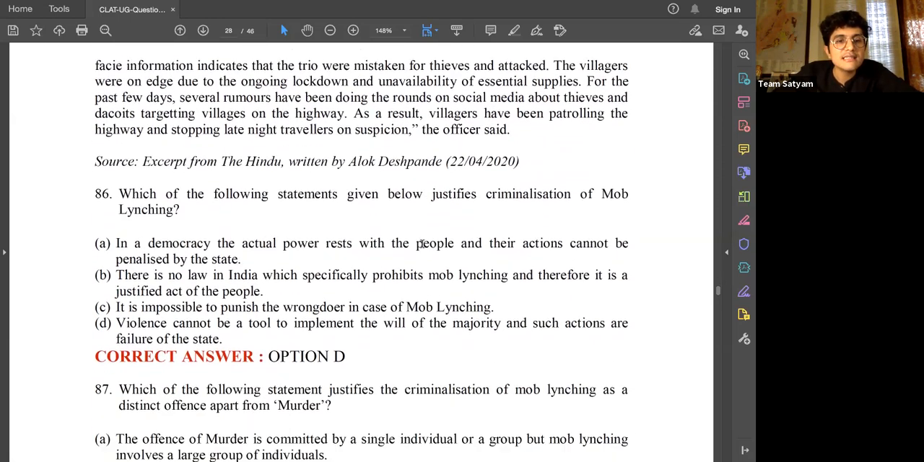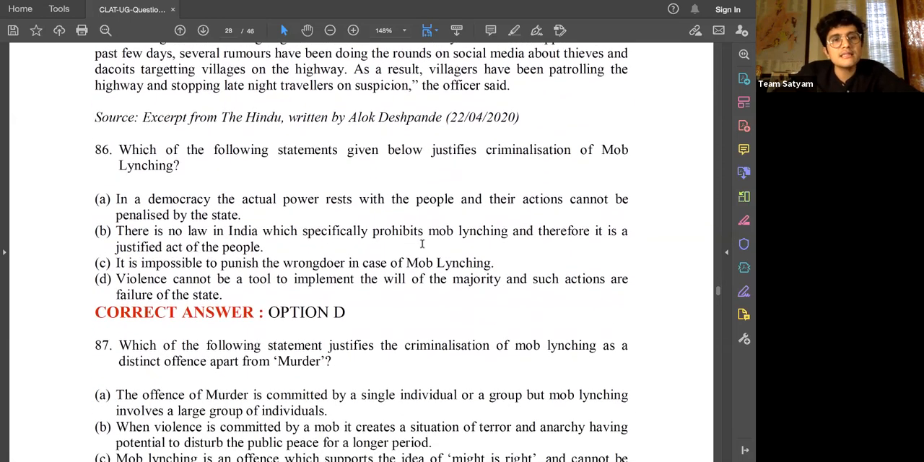Now, questions 86 and 87 say: which of the following statements given below justifies the criminalization of mob lynching? The answer to this question could have been arrived at by mere elimination, or rather by an application of common sense and a bit of critical reasoning, rather than application of anything legal or law related, because there is nothing legal or law related given to you in the passage above. The passage only has facts.